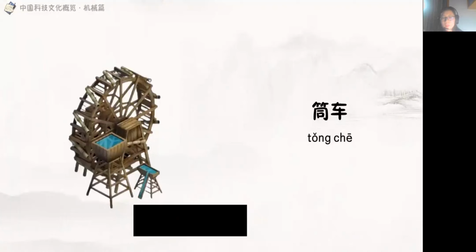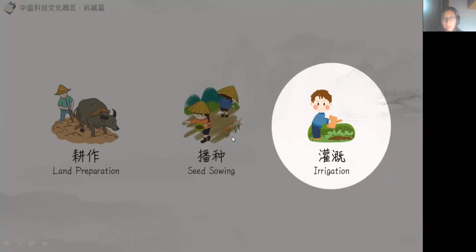That's 桶车. Can irrigate automatically, driven by water power instead of human power. Okay, so far we introduced the farming part.